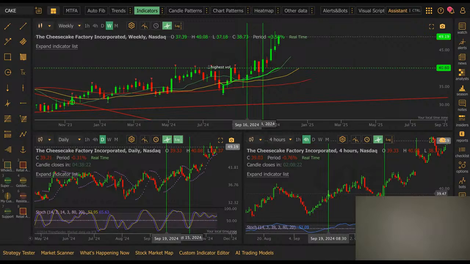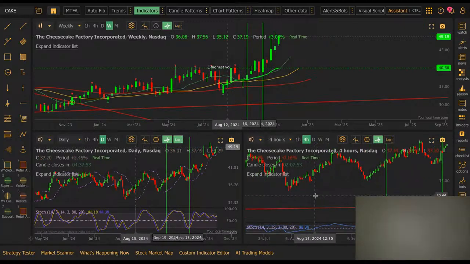All right. So the stochastic here crossed above 50. Right here, it's right around that midline. So I like to take it below the midline, period. If it's above, then I probably would not have taken it. And I know this is in hindsight, but I keep it consistent with stochastic must be below the midpoint, the midline on the daily in order for me to take that trade.